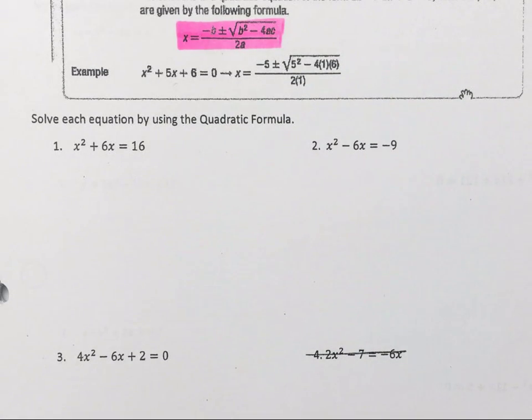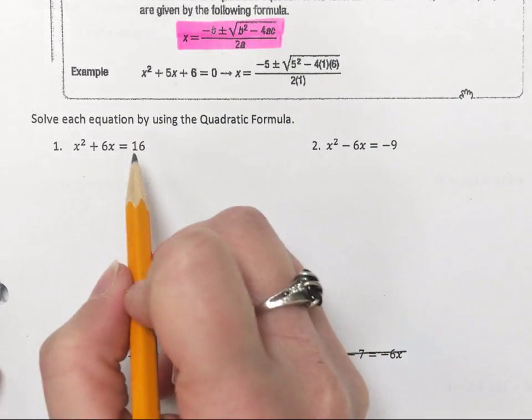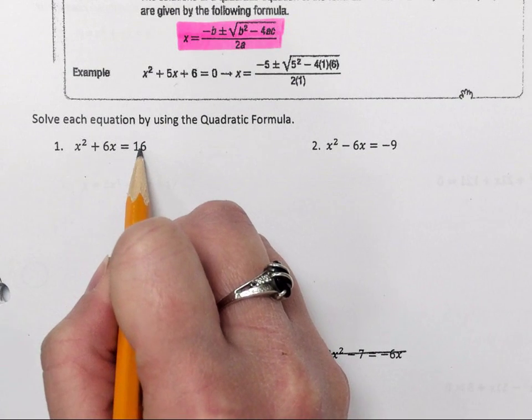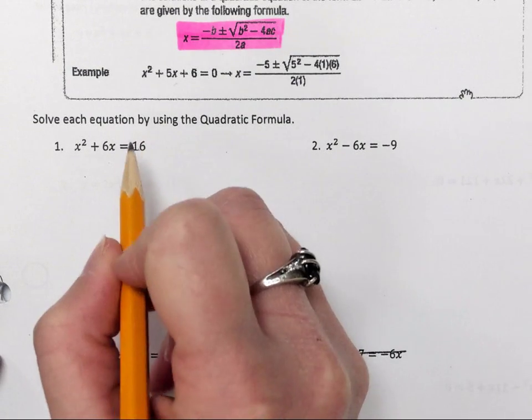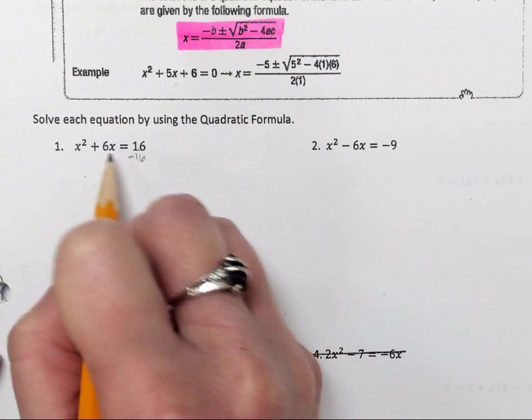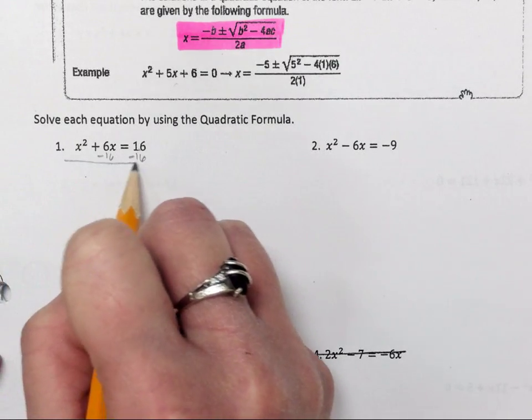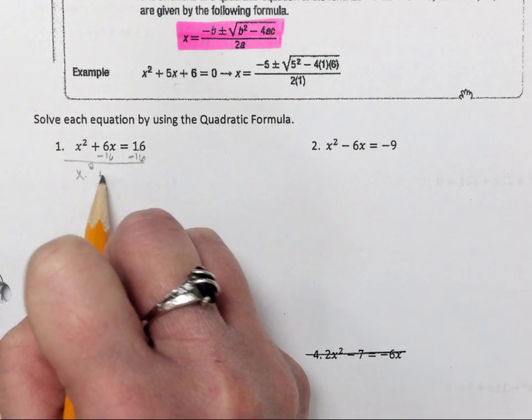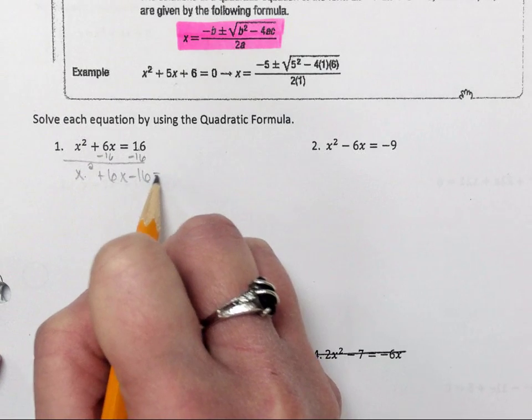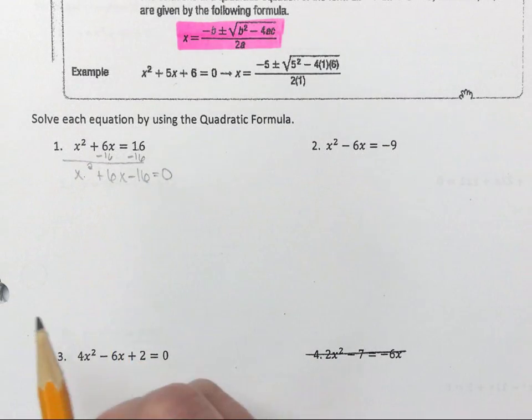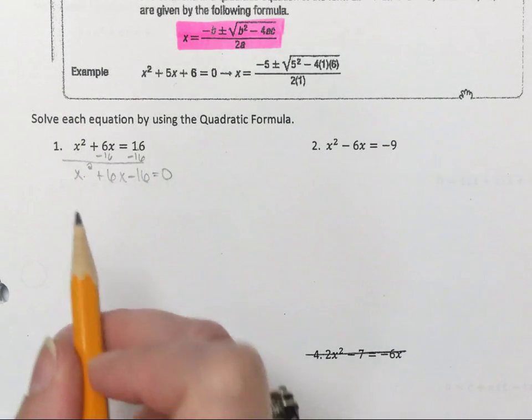Alright, here we go. First things first, it has to be equal to 0. So how do I make it equal to 0 instead of 16? How do I move the 16? Subtract the 16. Perfect. So when you do that, you have x squared plus 6x minus 16 is equal to 0. And we have done this 1,000 times before.